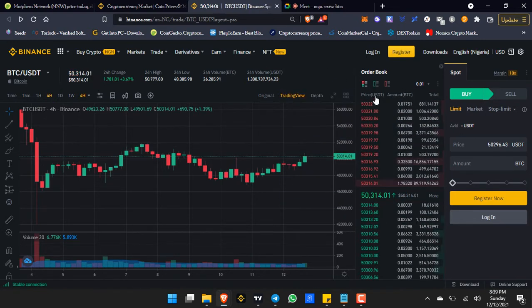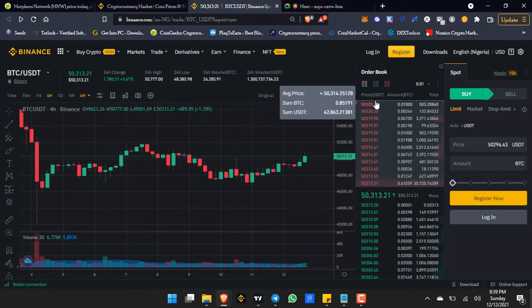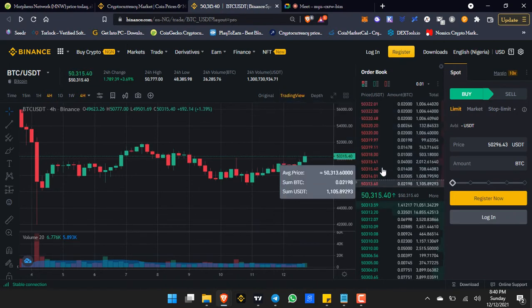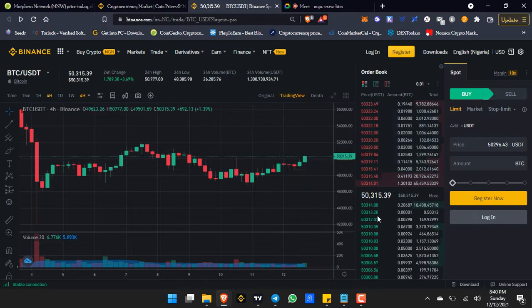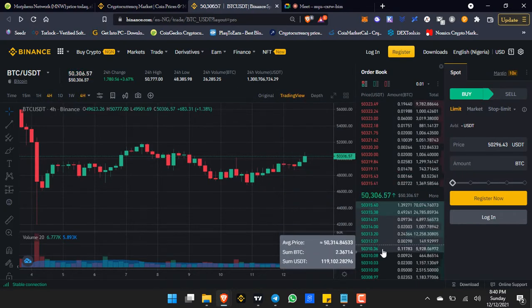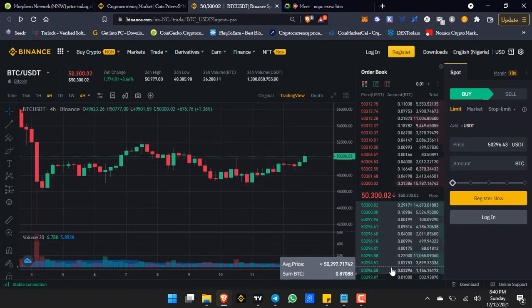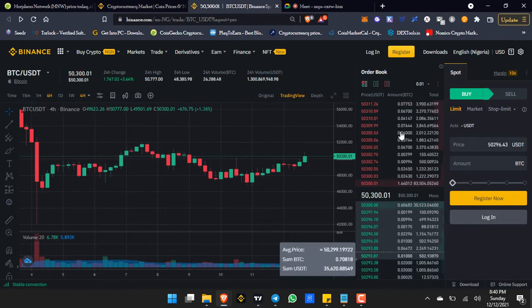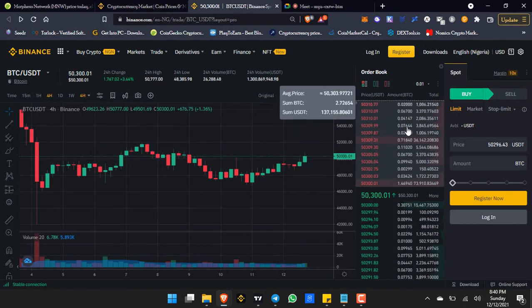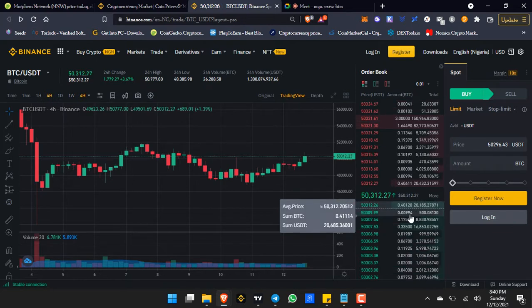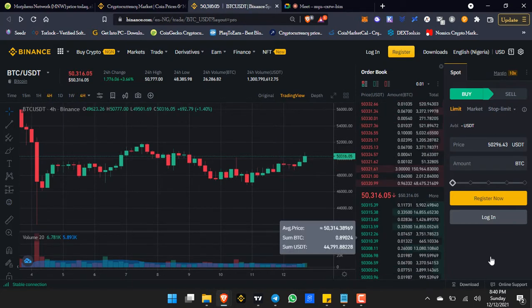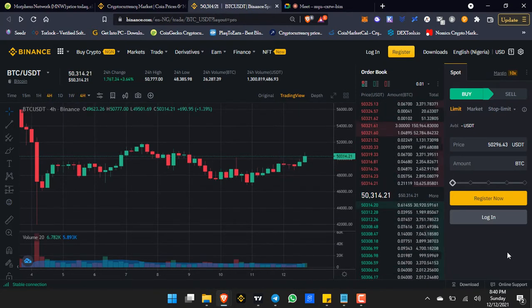So the ones that are in red is indicating the sellers, the people that are selling. The ones that are indicating in green are the people that are buying, right? So this is a marketplace where buyers and sellers meet. Now if you look very well, you'll be noticing different price movement, you'll be noticing the speed at which these things change. You'll be seeing different numbers. Some of you might be wondering what these numbers are.